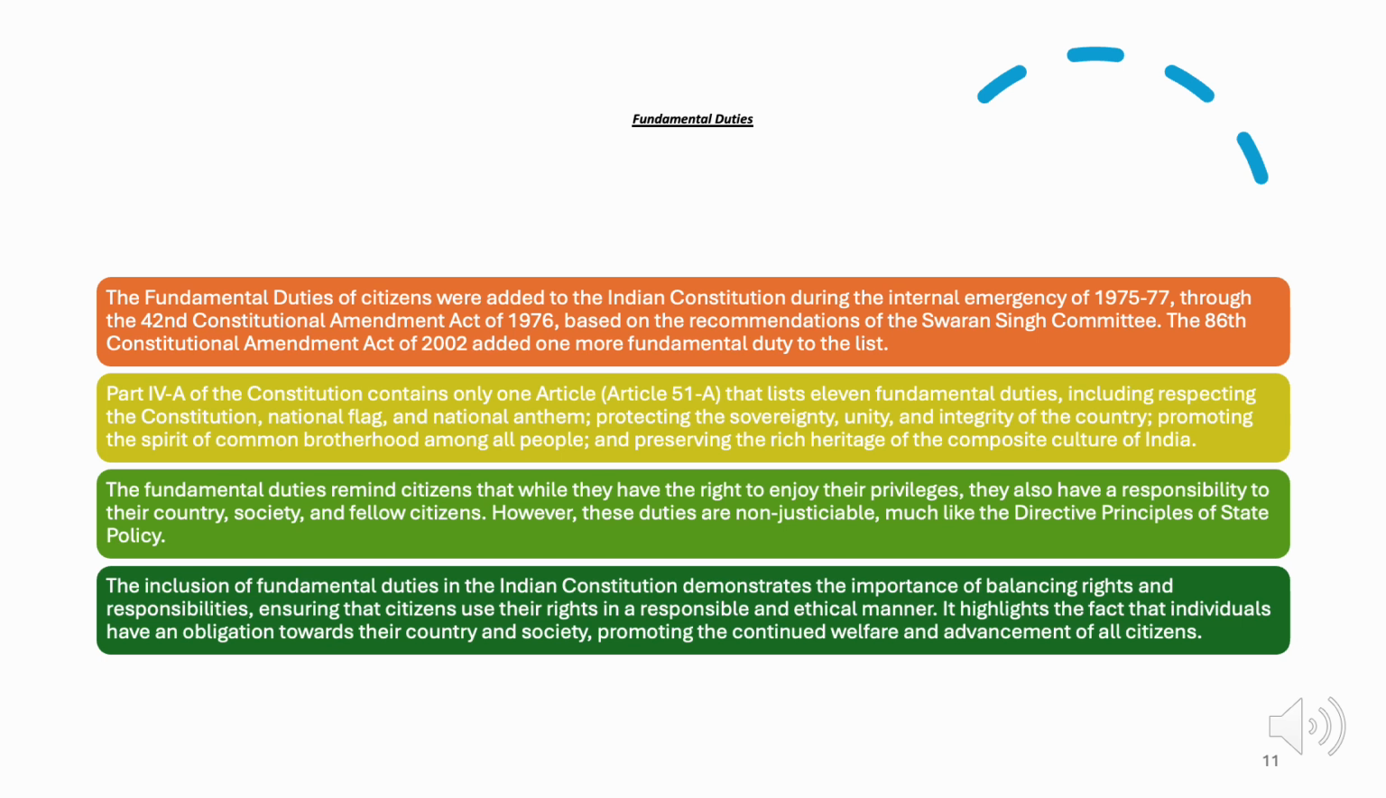The fundamental duties remind citizens that while they have the right to enjoy their privileges, they also have a responsibility to their country, society, and fellow citizens. However, these duties are non-justiciable, much like the directive principles of state policy.